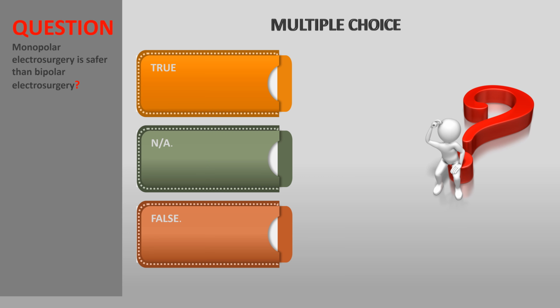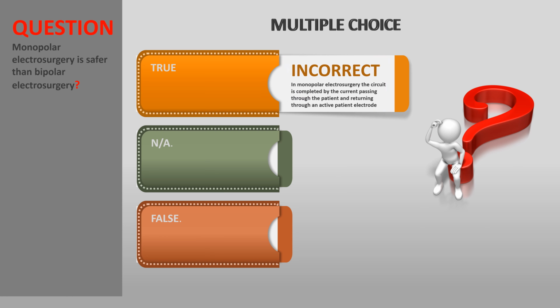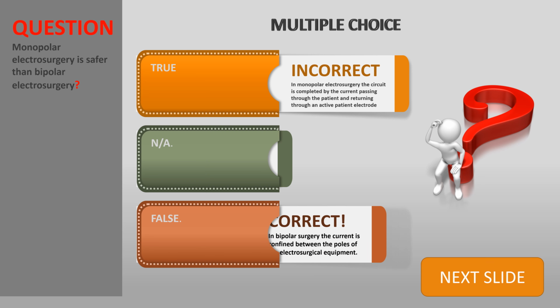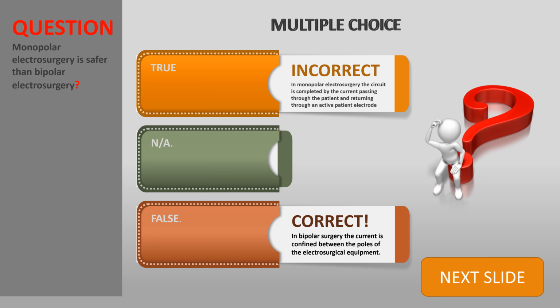Multiple choice. Monopolar electrosurgery is safer than bipolar electrosurgery. Is it true, not available, or false? False. Of course, false. Why? Because in monopolar electrosurgery, the circuit is completed by the current passing through the patient and returning through an active patient electrode. And in bipolar surgery, the current is confined between the poles of the electrosurgical equipment.